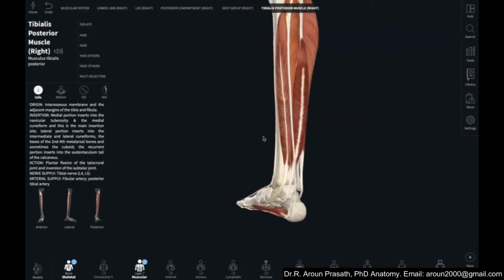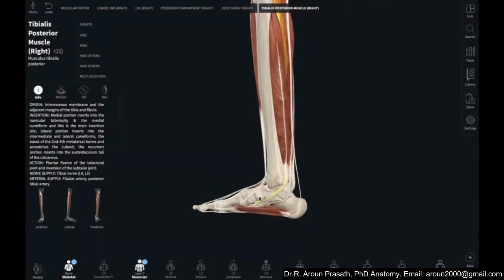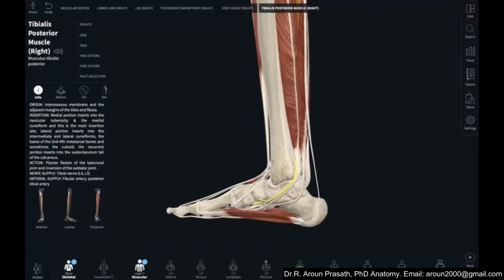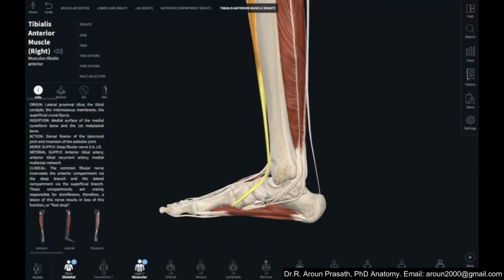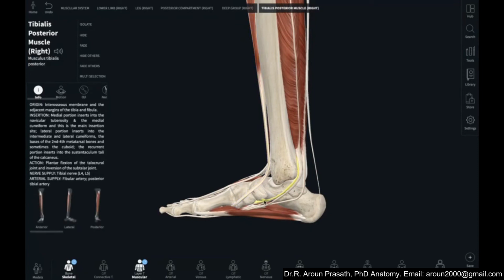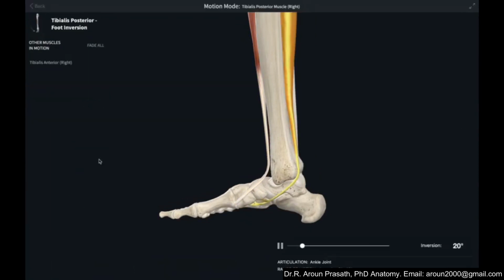Here, if you see, this is the tibialis posterior tendon, and this tendon comes all the way to the base of the metatarsal here. So this is the tibialis anterior tendon and this is the tibialis posterior tendon. It does the function of inversion. See, this movement is called inversion of the ankle joint.